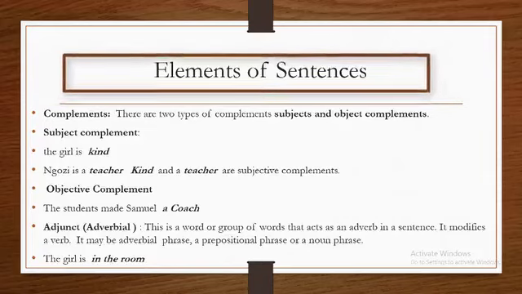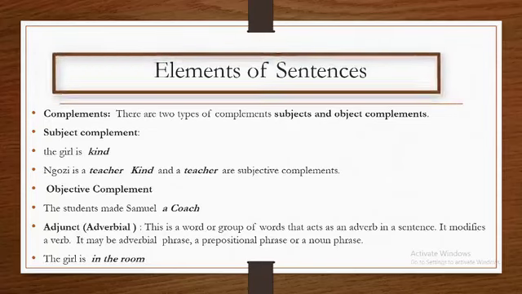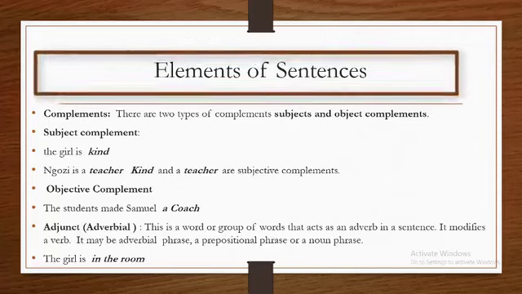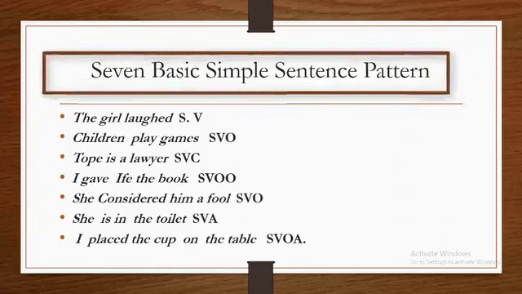Then we also have what we call subject complement. There are two types of complements: subject complement and object complement. The subject complement tells us about the subject, while the object complement tells us about the object in a sentence. Then we have what we call the adjunct or the adverbial, which most times is an adverb. It tells us more about the adverbial phrase, the noun phrase or a prepositional phrase. So we can see the examples listed here. These are seven basic simple sentence patterns.